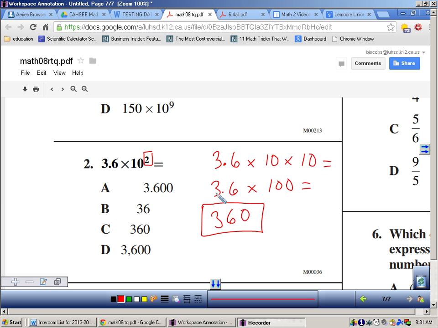Now, this would be the long way of doing that, multiplying this out. The shortcut would be that the positive exponent 2 means that you move the decimal 2 spots in the positive direction to the right. So 1 and 2. This blank spot here is where you add a 0, leave the decimal there, and that becomes your number, 360, okay?